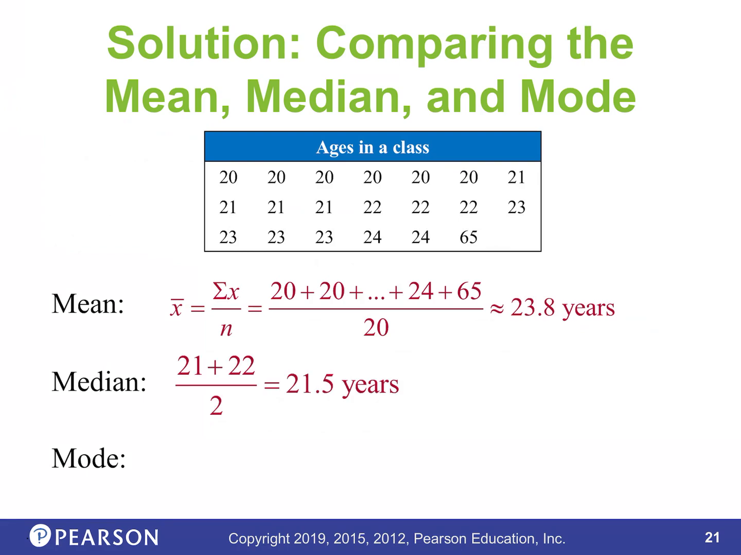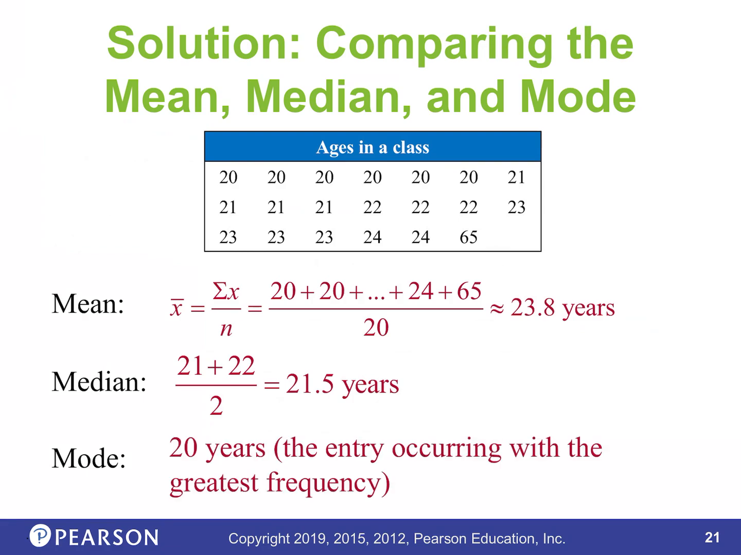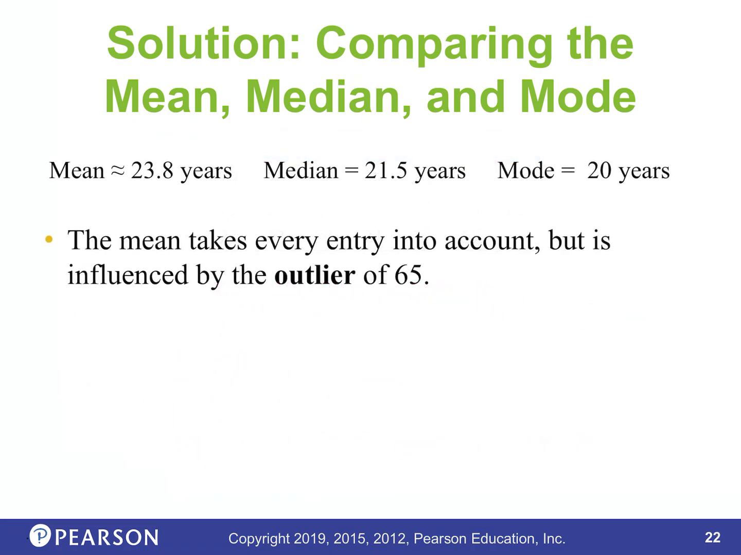For the median, we're going to label them all in order. Because there's an even number of entries, we're going to add the middle two and divide by 2. And the most common entry is 20. The mean takes every entry into account, but it is influenced by an outlier of 65.